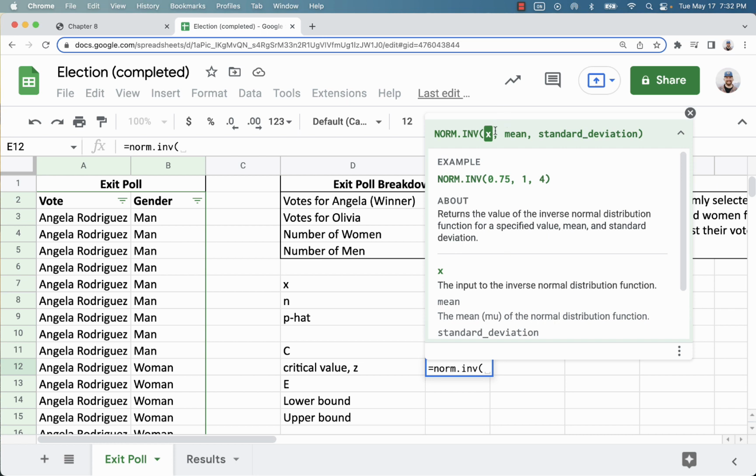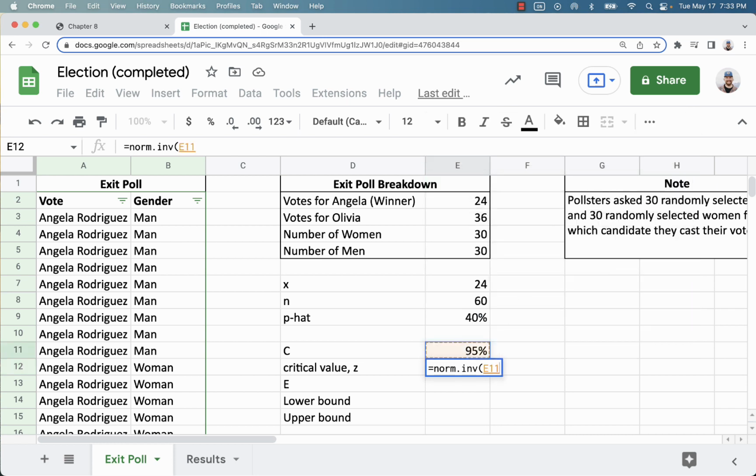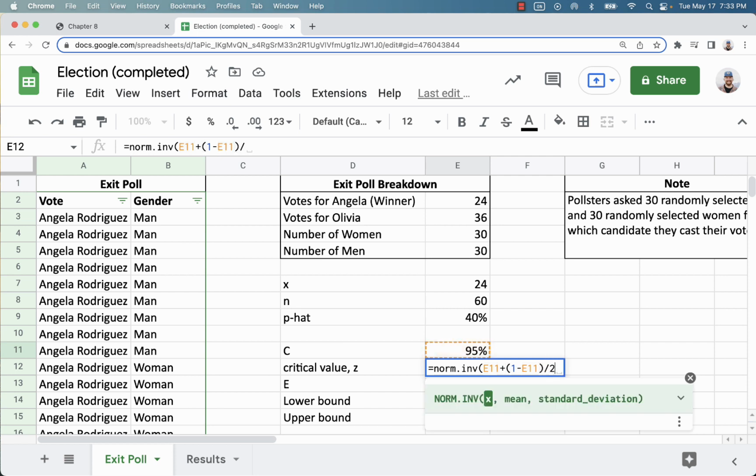So what I need to do here is click on that confidence level and add the left tail, which is actually half of the complement, or alpha over 2. So alpha is 1 minus the confidence level, and I divide that by 2. There's kind of easier ways to do that. If you create a separate cell for alpha, then you can always do 1 minus alpha over 2. But this works as well.